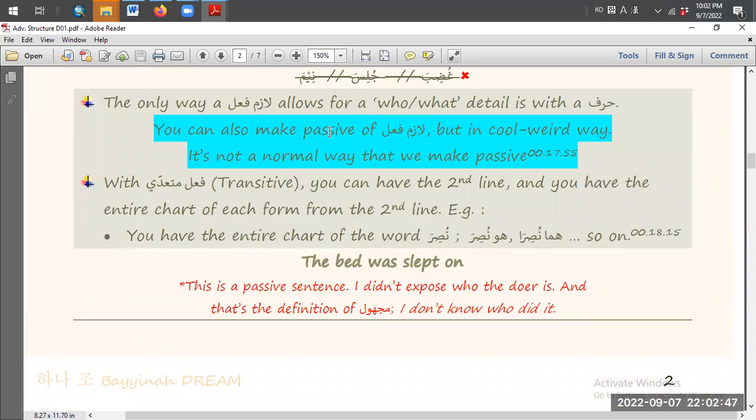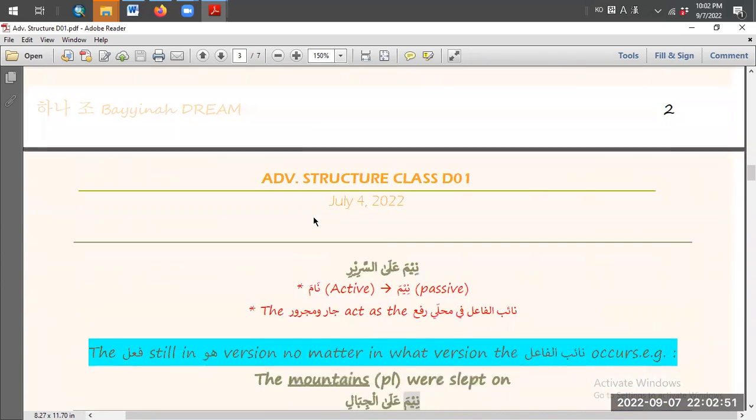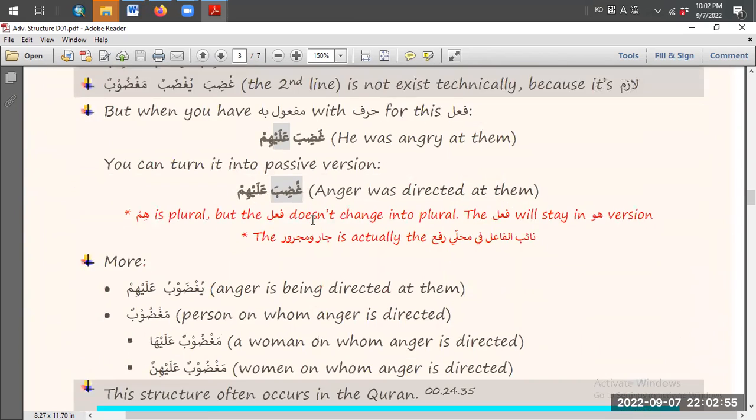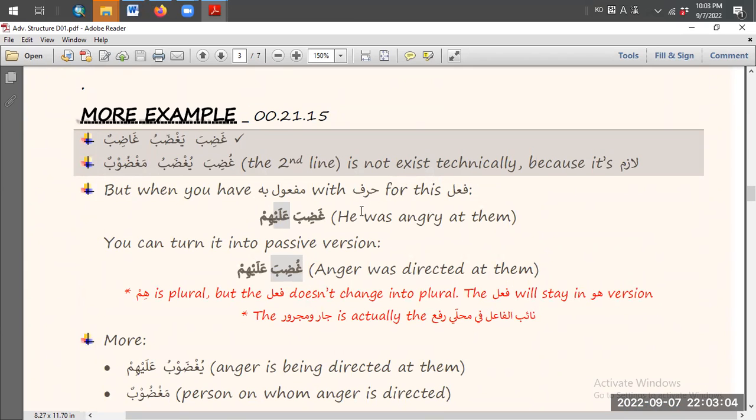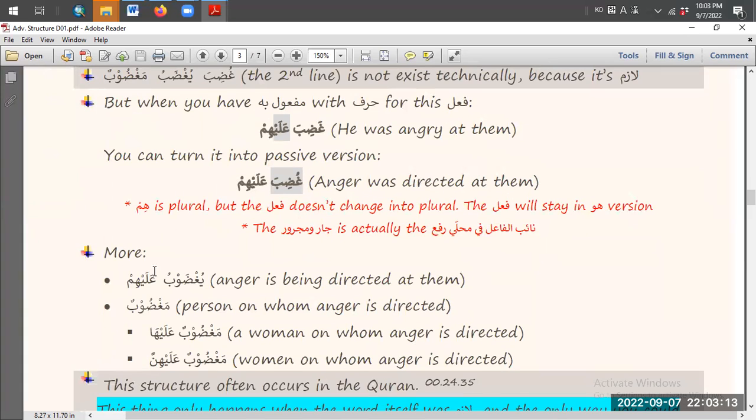He's explaining about ghairil maghdubi alayhi. Oh yeah, let's see, I read also. This one, okay, let's see. But when you have maf'ul bihi with harf for this fi'il, wajiba 'alaihim, he was angry at them, you can turn it into passive version, wajiba 'alaihim. Okay, more. Yudabu. This should be yughdabu. Alayhim. So this is in present tense. Anger is being directed at them. Now it should be yughdabu. Yes, it should be yughdabu. And then this is the ism maf'ul, maghdubun, person on whom anger is directed.